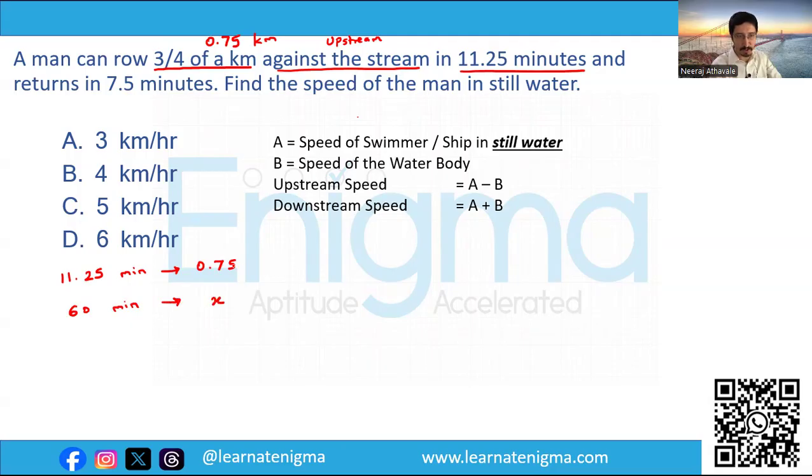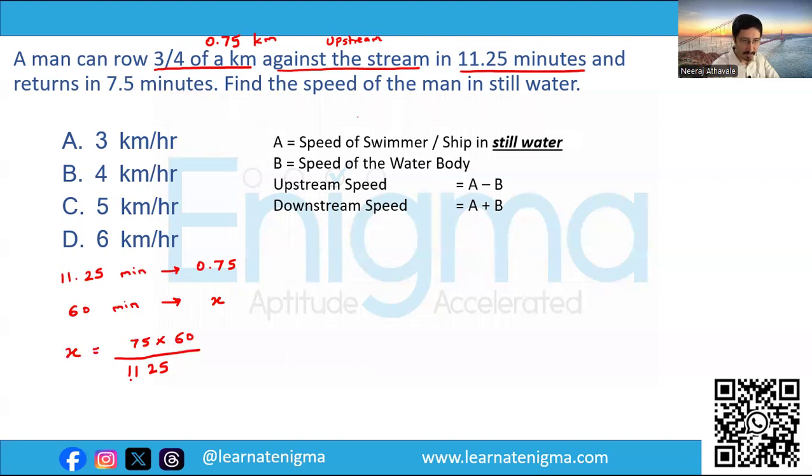We can easily cross multiply and get the answer. So x is equal to 0.75 into 60 divided by 11.25. Now we can easily eliminate the decimal, because in numerator we had 2 digits after the decimal point and in the denominator as well. So we have eliminated the decimal point.